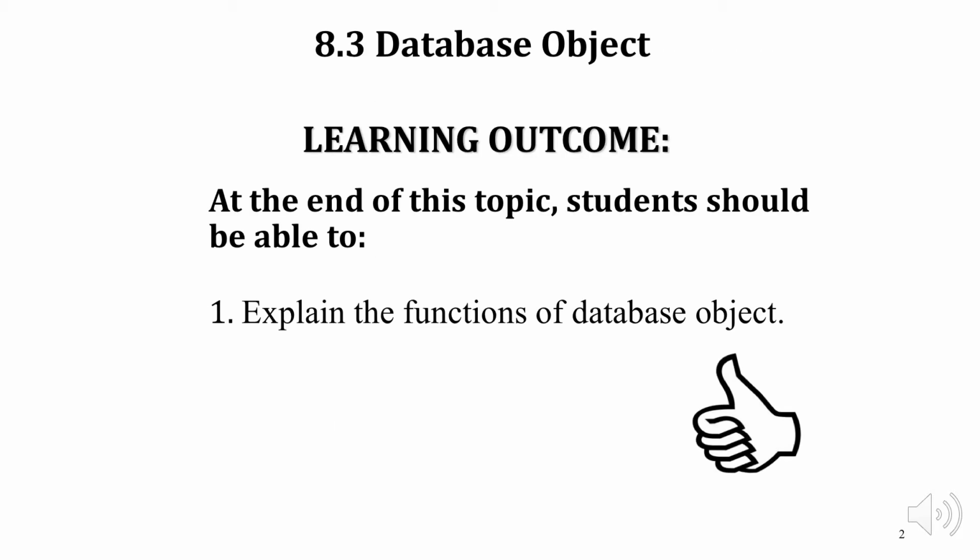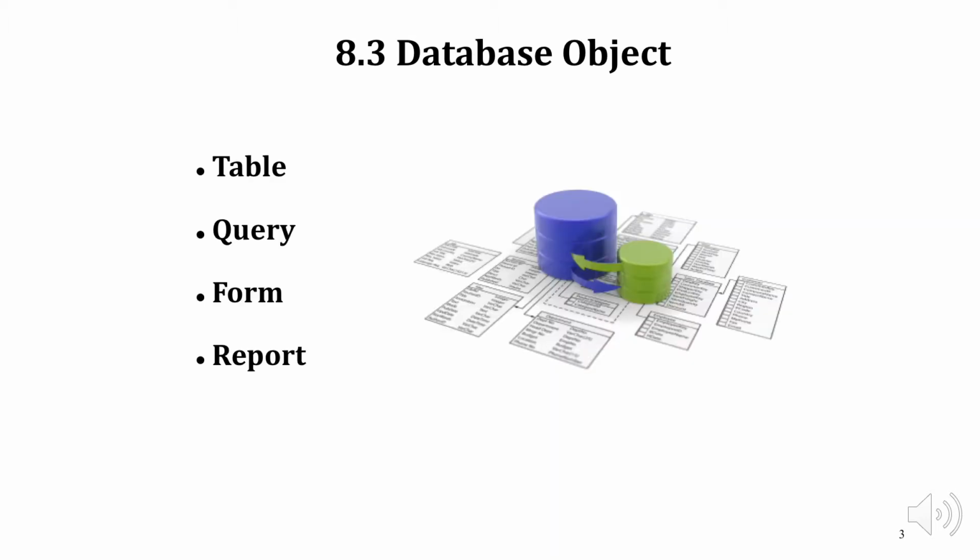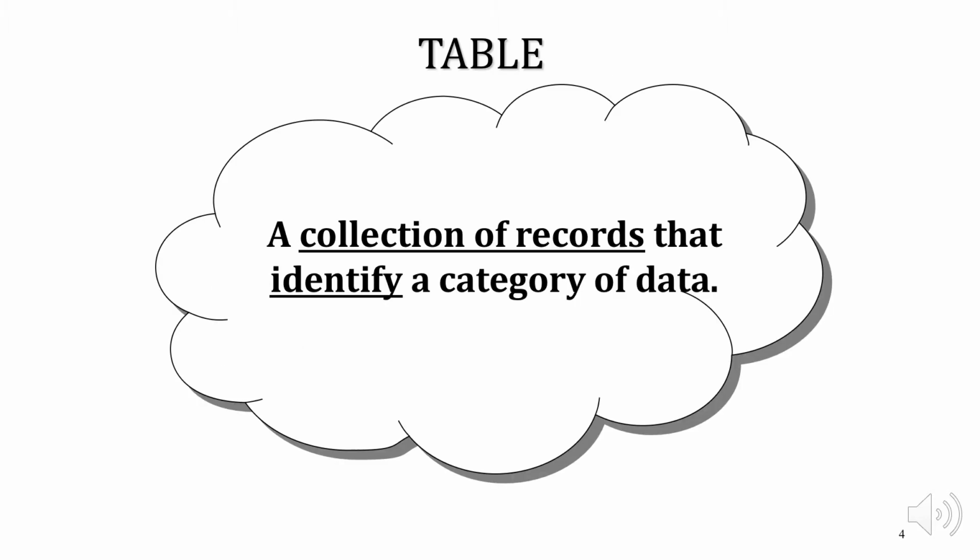In this topic, at the end of the topic, you will learn to understand the function of database objects. In a database we have four objects, which are table, query, form, and report. So what's a table? A table is a collection of records that identify a category of data, arranged in rows and columns.